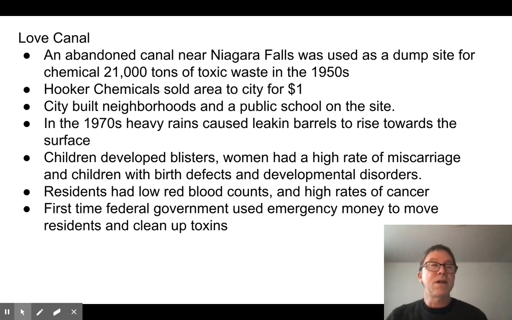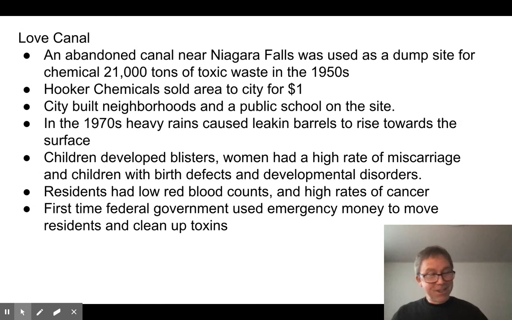So we had this hole in the ground, and one company said, man, I could sure use that to dump my toxic waste in. So they just put in tons and tons of toxic waste back in the 50s. Hooker Chemical Company it's called. And then they sold it. All right, we're done. Here, it's yours. City, you can have it for $1. We don't want it.